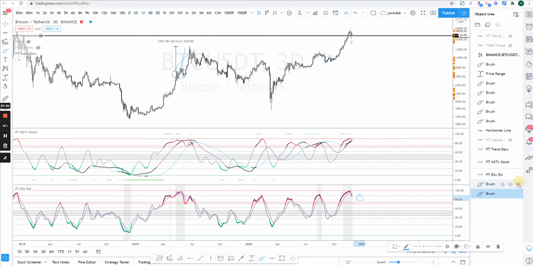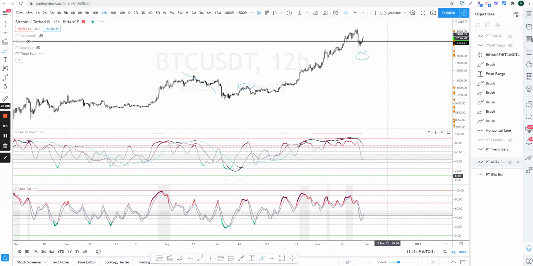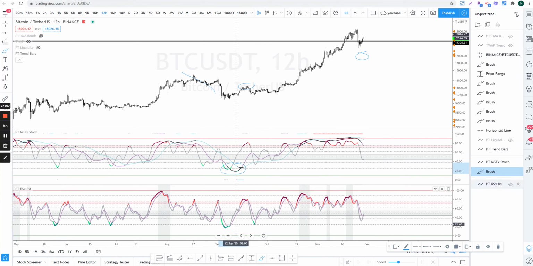Recap real quick for those who want to do swing trades. 12-hour. This is a bottom. And I'm not looking at price. I'm looking at the colors. See how beautiful it respects the fibs? Wait for this to turn green or black on the 12-hour. You want to front run your 12-hour?